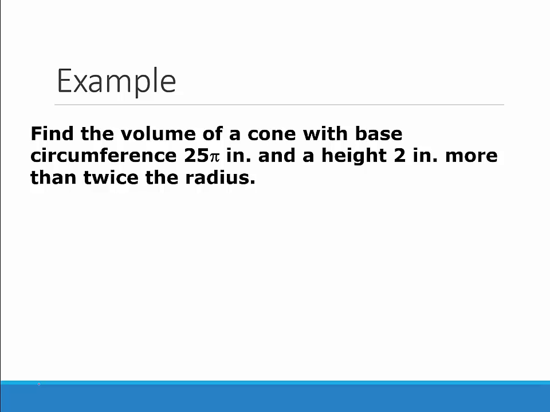So this one's a little tougher. It asks you to find the volume of a cone with a base circumference of 25 pi and a height that's 2 inches more than twice the radius. So let's do this one together. So remember, circumference is pi d or 2 pi r. Since we don't really care about the diameter, we're going to use 2 pi r.